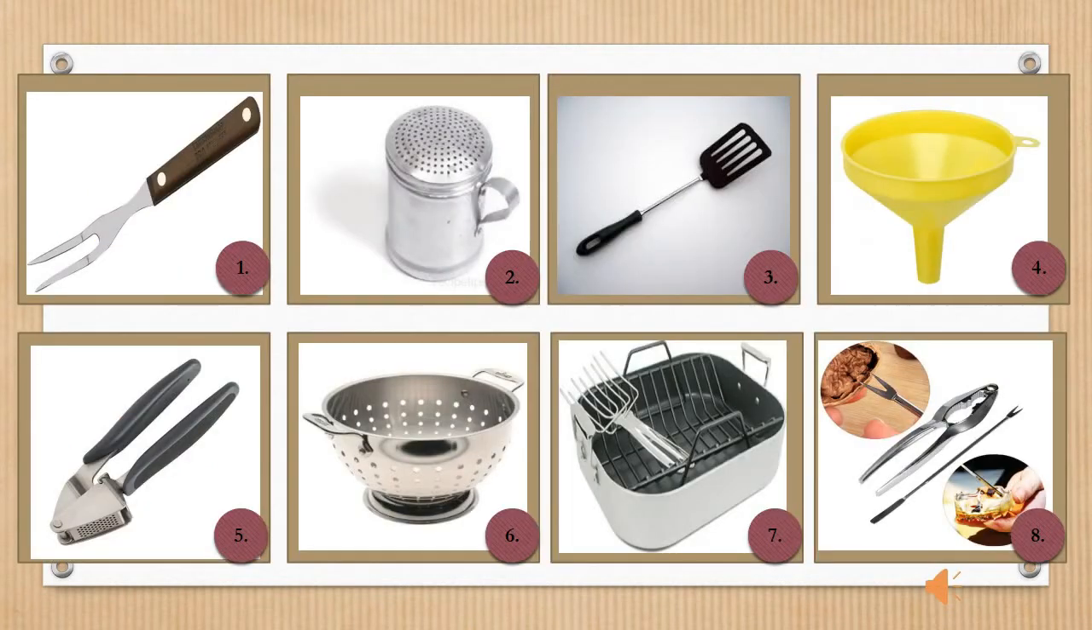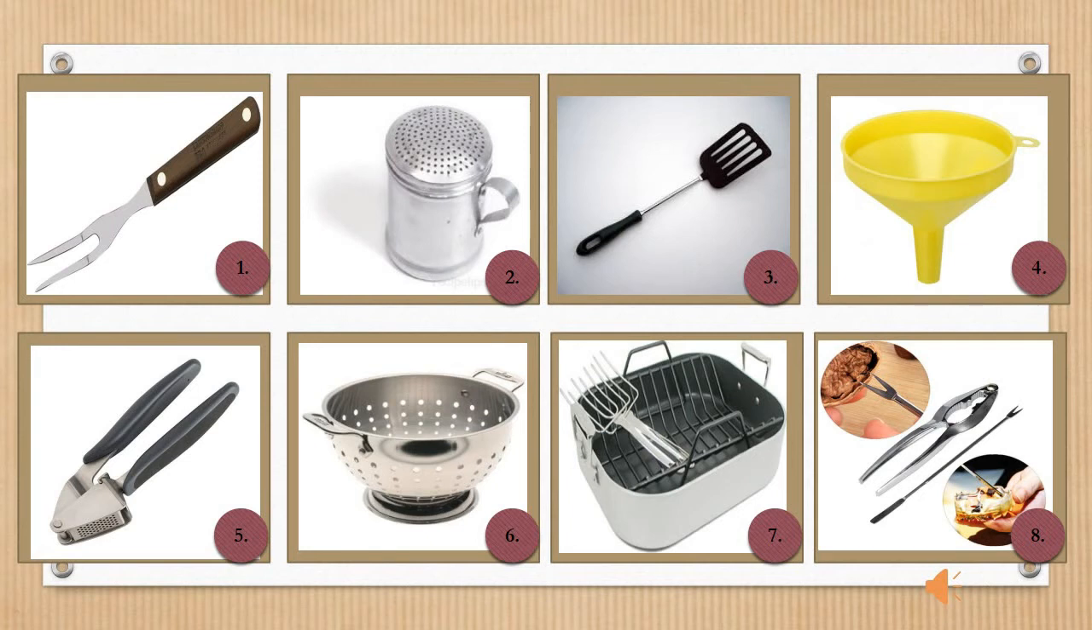These are the examples of holding tools. Number 1, carving fork: a two-pronged fork used to hold meat steady while it is being carved. Number 2, dredger: a container with small perforated holes that is used to hold flour, herbs, or other similar ingredients that are sprinkled on foods that are being prepared.